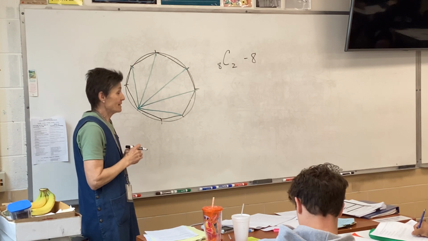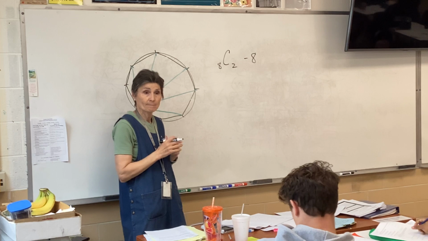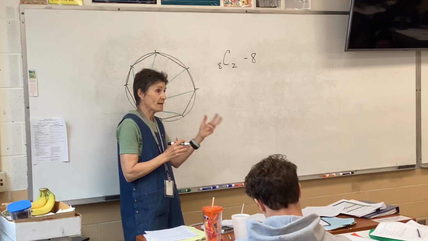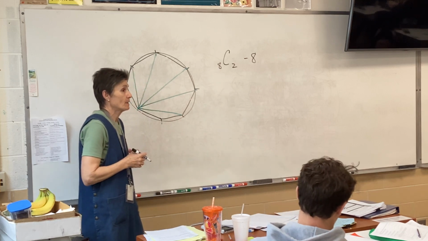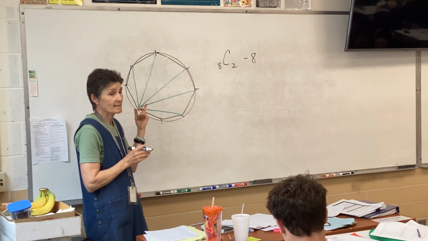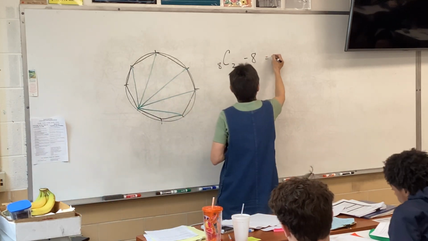8C2 minus 8, the sides. 8C2 is all the lines. 2 points make a line. So 8C2 would be all of them. Subtract out the ones you don't want. And what is that answer? 20.